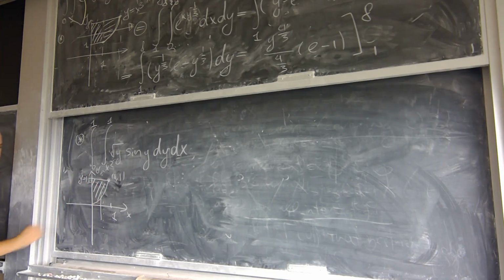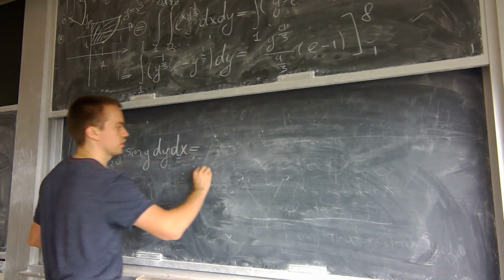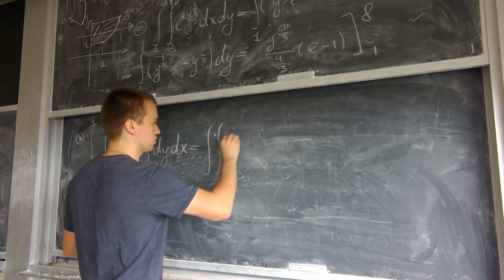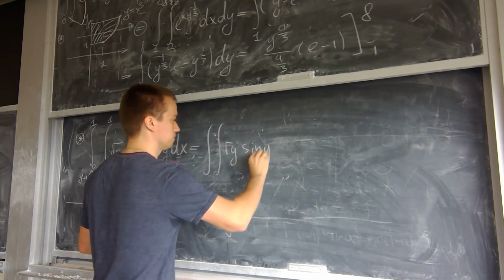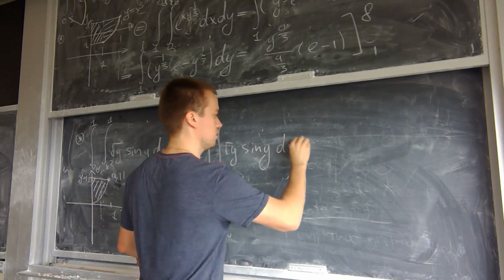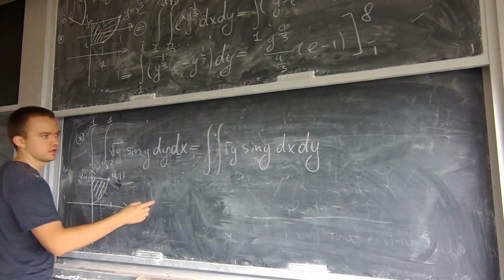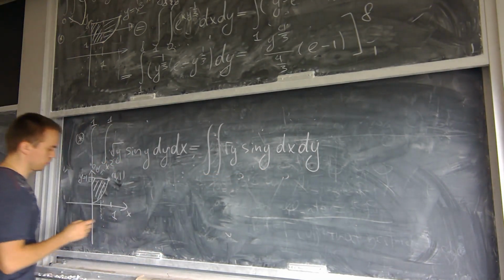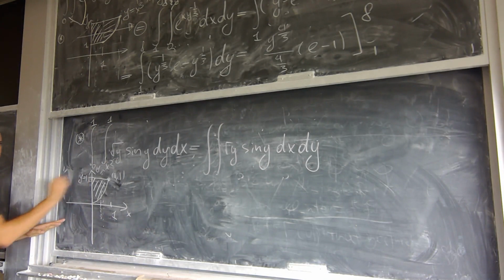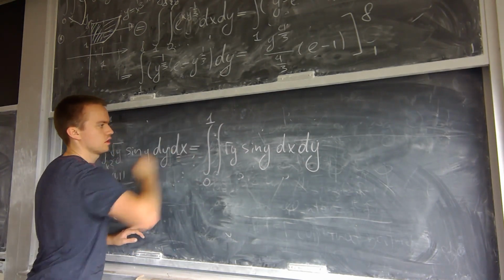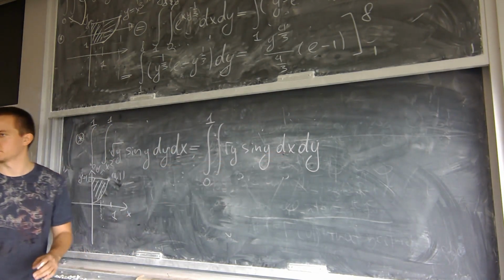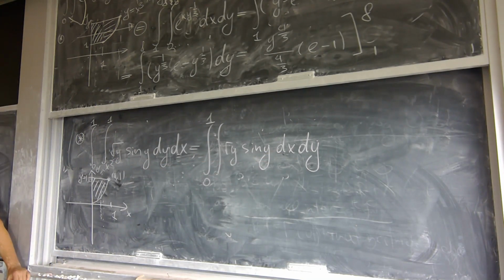So this is my original region. Thumbs up if you got the same. Okay. And then when I'm switching the order, what do I want to write down over here? I want to write down the same function, square root of y, sine y, dx dy. Yes. And right now I'm looking for boundaries for the y-axis. For the y-axis I have from 0 to 1. And what do I have for the x-axis? What are my bounds for dx? 0 to root y, yes.